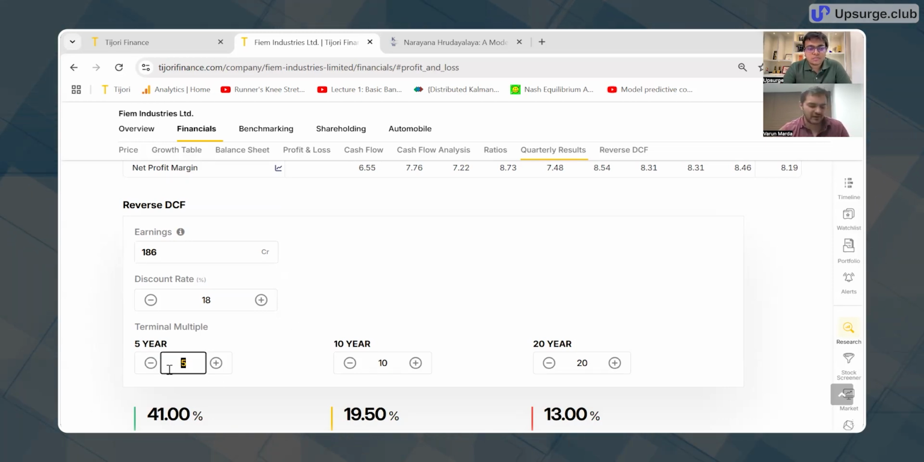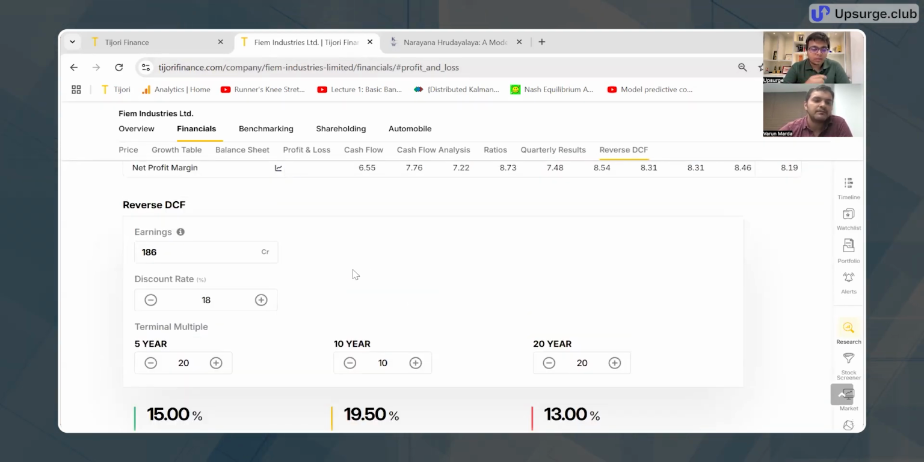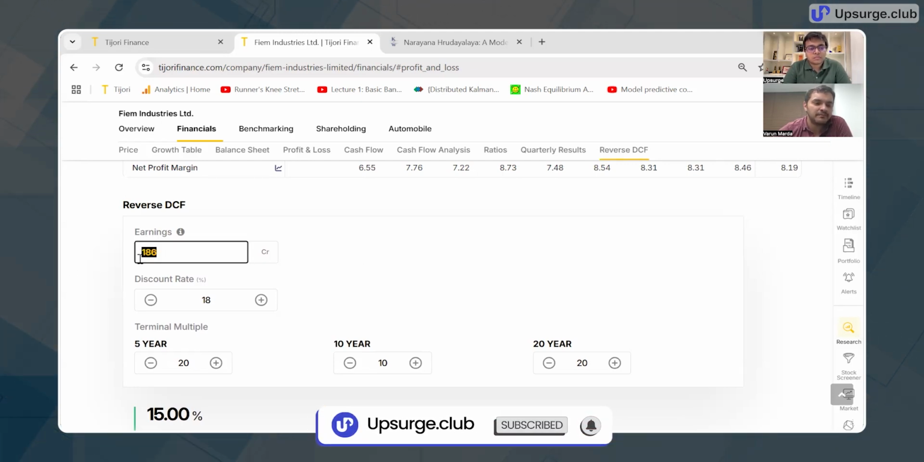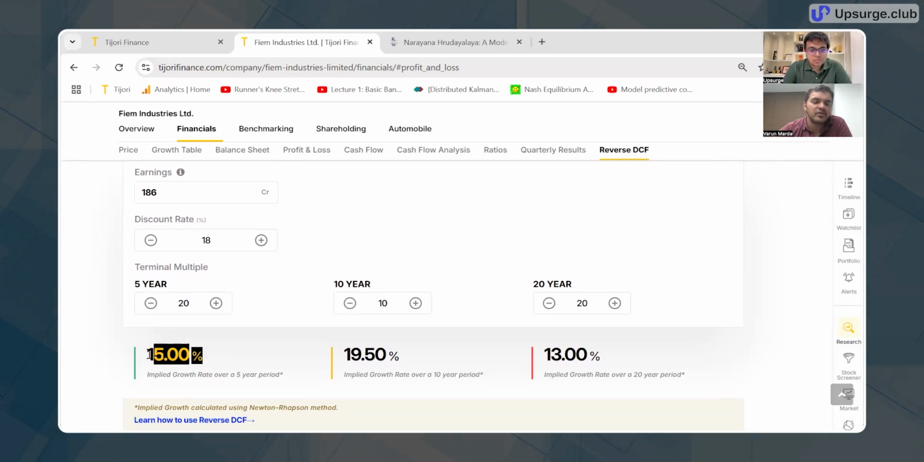I say in 5 years I find it reasonable that FEME will have a PE of 25 even 5 years from now. So what this reverse DCF calculator tells me is that, based on its current earnings base of 186 crores, and a PE of 25 five years from now, if I want to make 18% return on my investment, say I bought the stock today, then what FEME needs to do is increase its profit by 15% CAGR for the next 5 years.